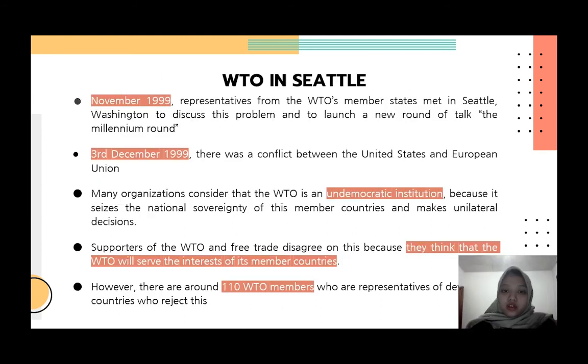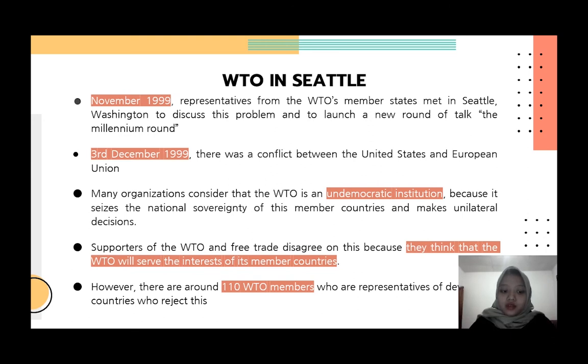World Trade Organization in Seattle. In November 1999, representatives from the World Trade Organization member states met in Seattle, Washington, to discuss this problem and to launch a new round of talks, the Millennium Round, aimed at further reducing barriers to cross-border trade and investment. But on 3rd December 1999, there was a conflict between the United States and the European Union. The US agreed to remove the subsidies for agricultural exporters, while the European Union didn't agree to it.